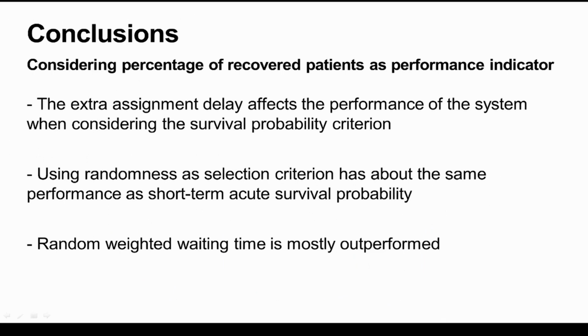In conclusion, we observed that when applying an extra assignment delay for the short-term acute survival probability selection criterion, the percentage gap between the said criterion and the random one gets smaller. Furthermore, for a system with a lower daily arrival rate, which corresponds to a hospital with fewer patients, the random criterion outperforms the survival probability criterion. For this reason, one could argue that using randomness as selection criterion has a similar performance as short-term acute survival probability. Lastly, we can clearly notice from all our results that the random weighted waiting time is mostly outperformed by other criteria.